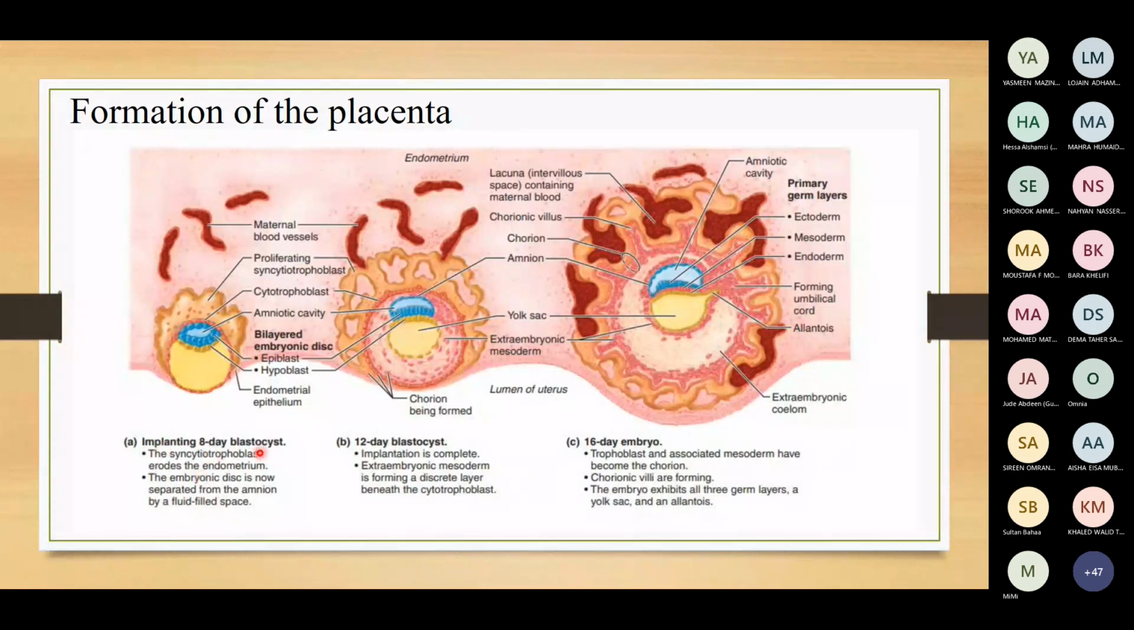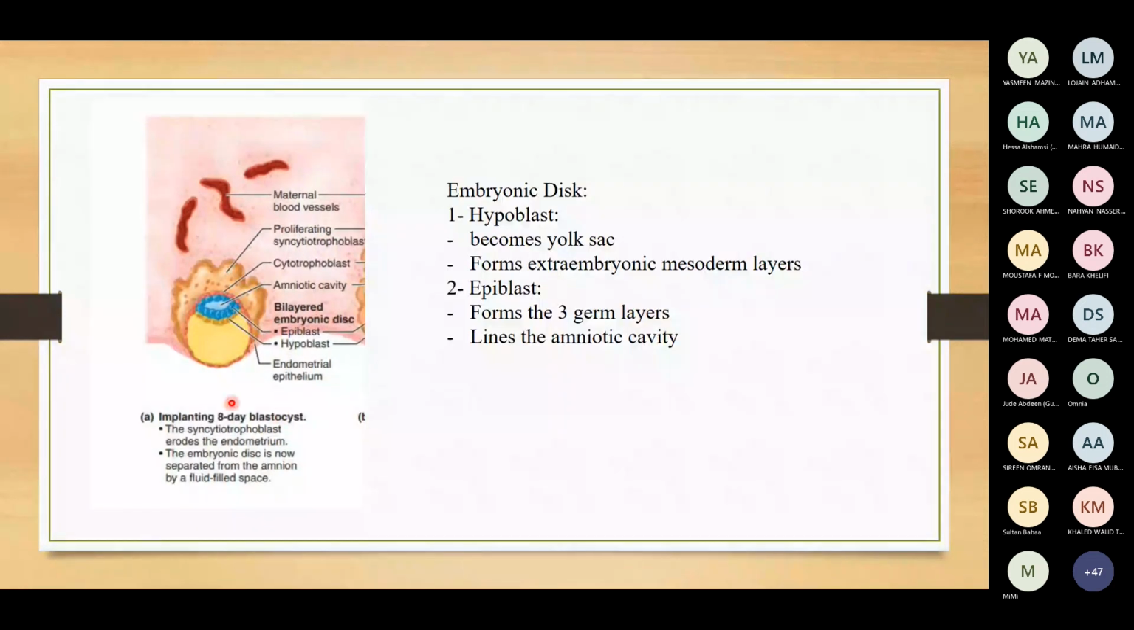Okay. So we are now at day 8 of the blastocyst, day 8 of implantation. You can see that there are a lot of new words over here, but we're going to go through them right now. Let's take a closer look at this first part. Right here at day 8, we're going to have something called an embryonic disc. What is the embryonic disc? Remember, we said we have the trophoblasts on the outside and the embryoblasts on the inside. The trophoblasts have already divided into the cytotrophoblasts and the syncytiotrophoblasts.